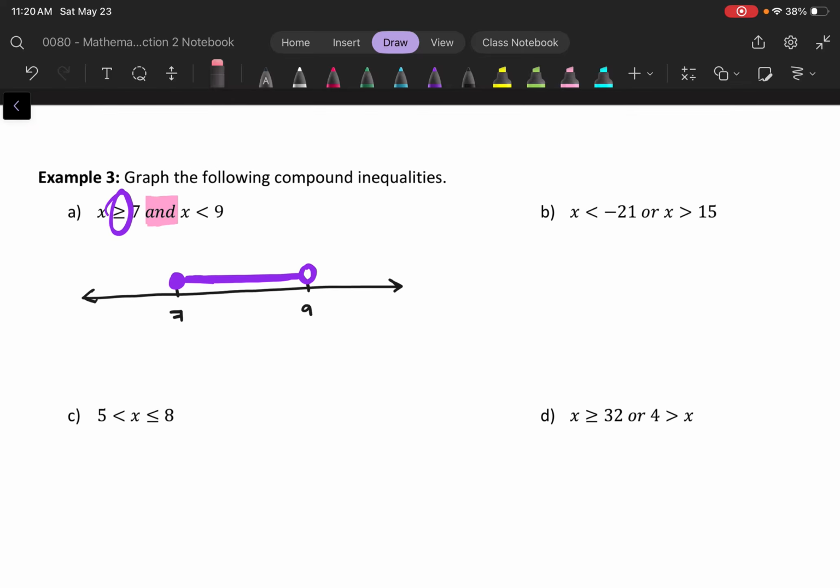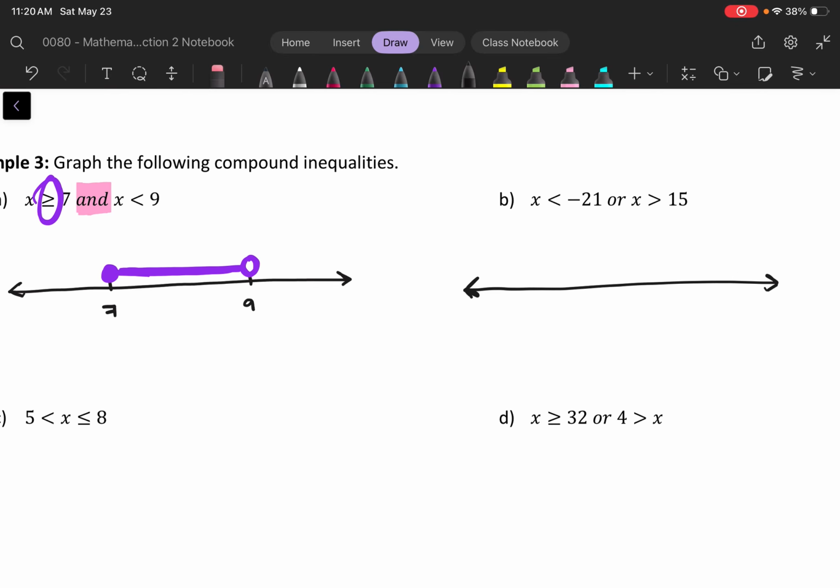Okay, the next one, B, I have an or situation. I can tell it's an or situation because it says the word or in between. And just like before, I'm going to have my two endpoints, negative 21 and 15. The smallest one written on the left, the biggest one written on the right. Now, before I even start here, I know what an or situation looks like.